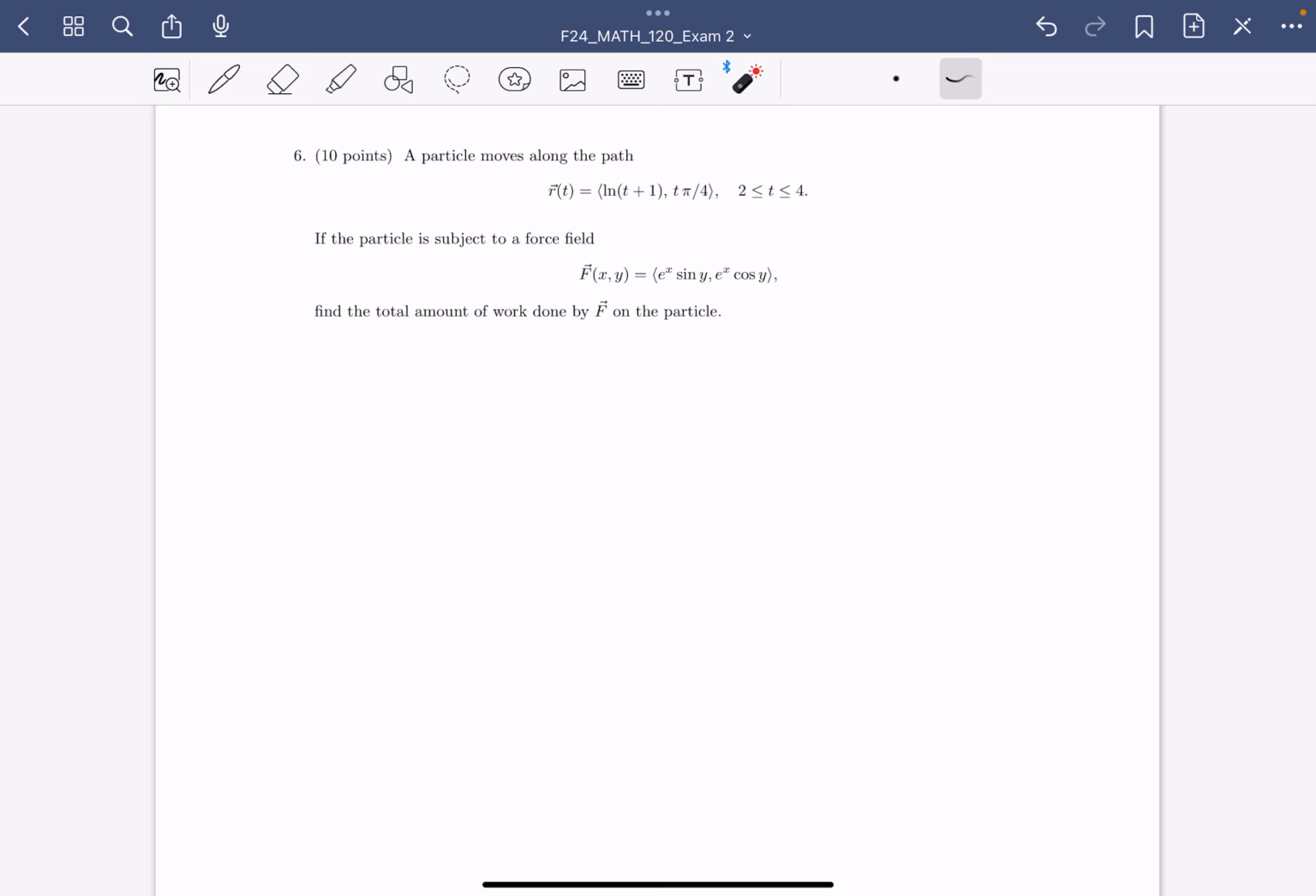For 6, a particle moves along the path of this r(t). Doesn't look so nice, I would say. For t goes from 2 to 4. If the particle is subject to a force field F, we have to find the total amount of work done by F on this particle. So this is a classic question for a vector line integral.